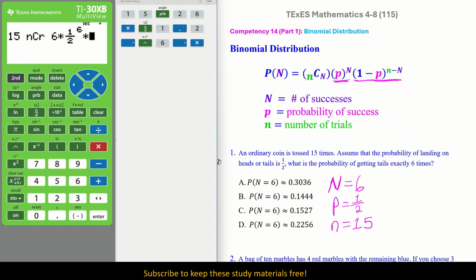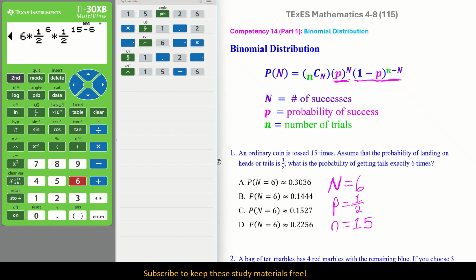Now this would be 1 minus the probability of a success. Well, that's 1/2 in this case also. So we type in our fraction, 1/2. Now, what is our exponent? Let's go caret up and let's think about this. That would be the number of trials minus 6. Well, don't try to do that math in your head. Just type in 15 minus the 6.